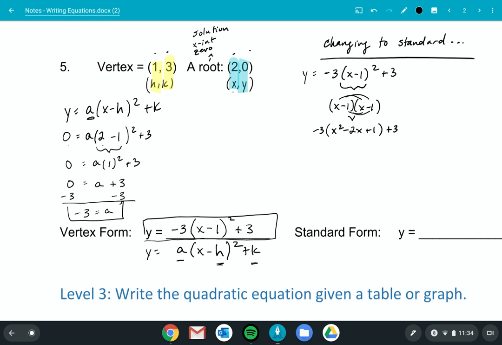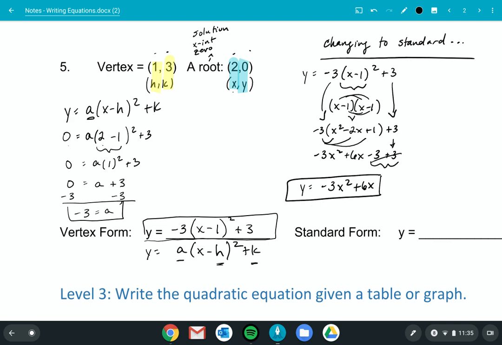And then we bring down the a value, and I bring down that k value, because I haven't used them yet. So now, order of operations, I'm going to multiply. So I get negative 3x² + 6x - 3 + 3, because that 3 at the end, once again, comes down. I haven't used it yet. Now to finish it off, just combine my like terms. Negative 3 and 3 cancel each other out, which is fine, telling me that all I'm left with is negative 3x² + 6x, which is my standard form.